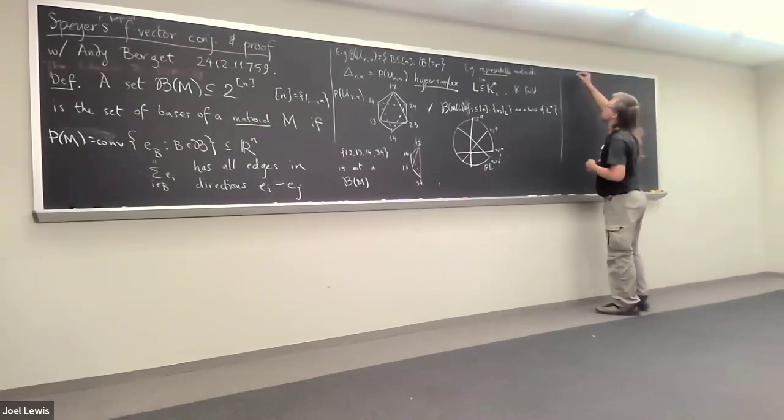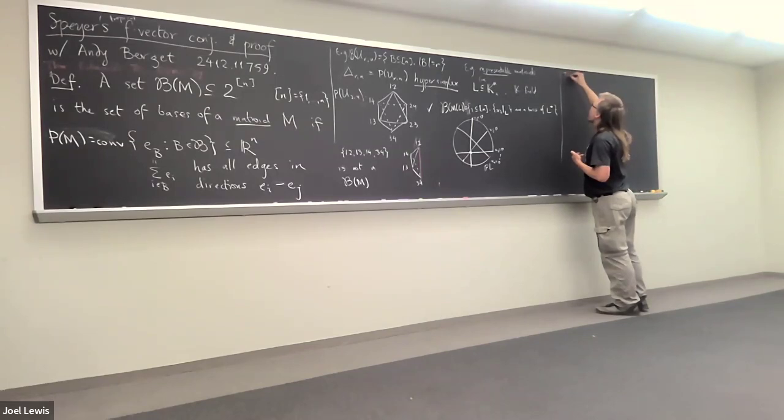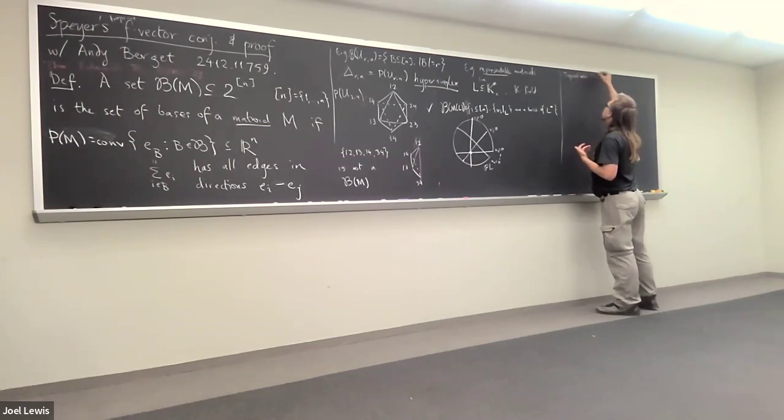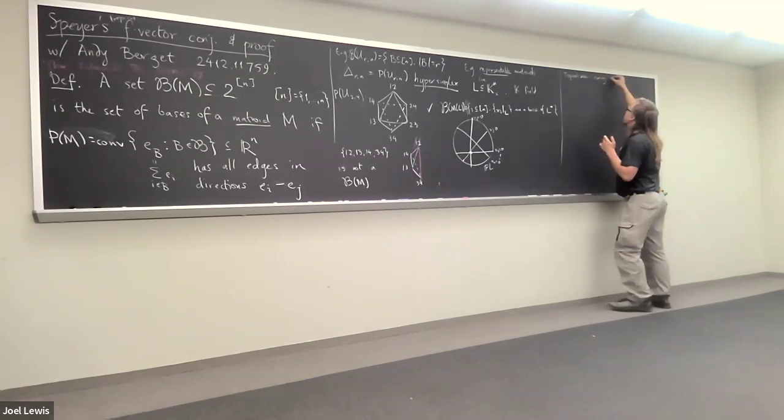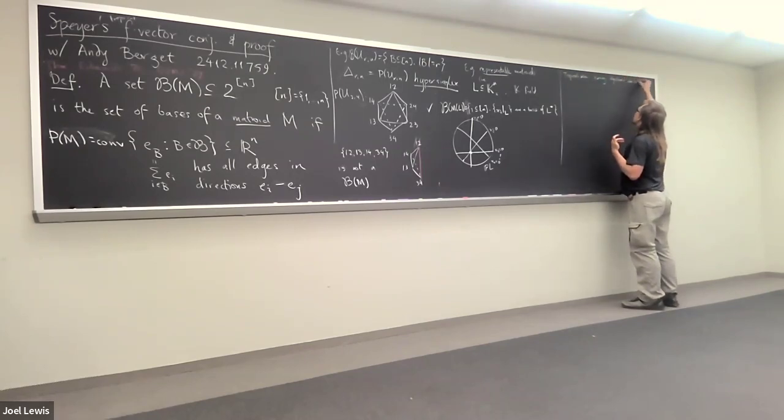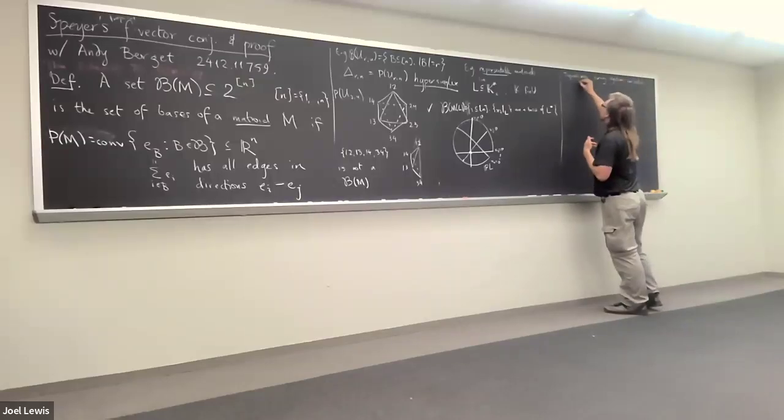So tropicalization, I will not say a huge amount about tropicalization, but it's a way of turning algebraic varieties into polyhedral objects. Or maybe I can briefly say one way.